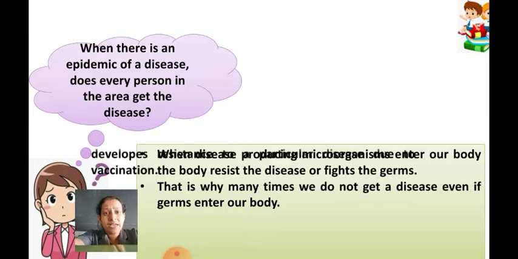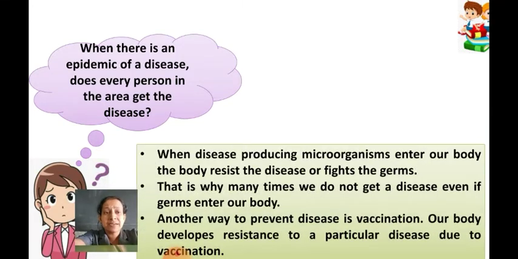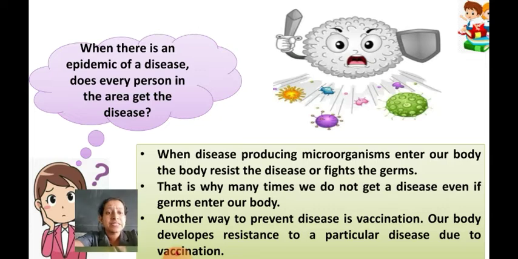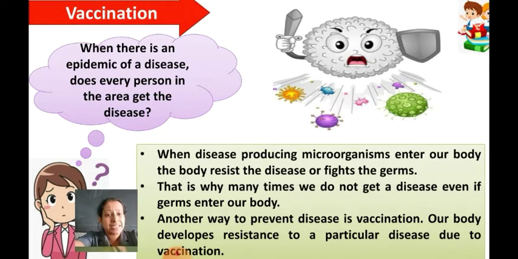Another way to prevent a disease is by vaccination. Our body develops resistance to a particular disease due to vaccination. That means when artificial immunization is done, that is called vaccination. A vaccine can be given by injection, or orally like the polio dose. Once the vaccine is given, the body develops resistance against that particular disease for which the vaccine is given.